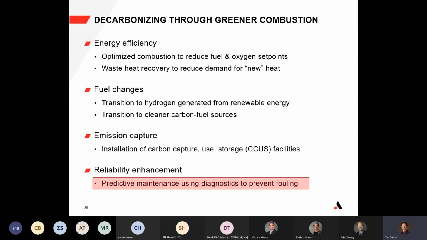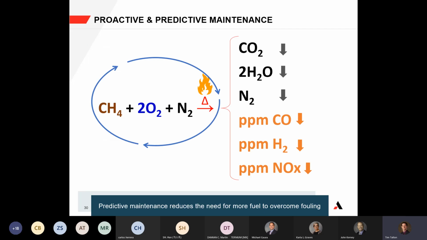Now, the last thing that I want to highlight across decarbonizing greener combustion is the importance of reliability and reliability enhancements. We're going to talk specifically about predictive maintenance using diagnostics. The importance of predictive and proactive maintenance is that it reduces the need for more fuel to overcome fouling. If you think about it, burner fouling can cause you to have to burn more fuel. Boiler tube fouling can cause you to have to burn more fuel because there's not good heat transfer.